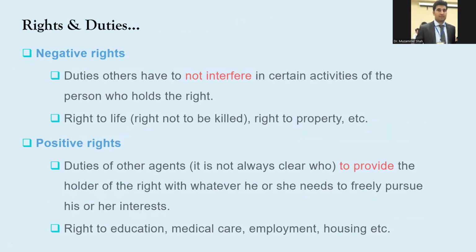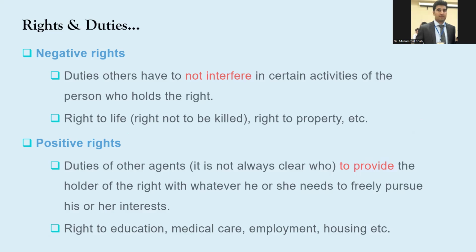Then, based on the two aspects of rights, there are two types of rights: negative rights and positive rights. The first one, negative rights, are basically the non-interference rights. The first step in rights is non-interference, that one should not interfere in the affairs of another individual, or in certain activities of the holder of the right. Suppose an individual wants to do business, no one should stop him or restrict him from doing business. Or suppose an individual wants to exercise his or her religion, no one should stop him from going to mosque, church, or exercising his or her religion.